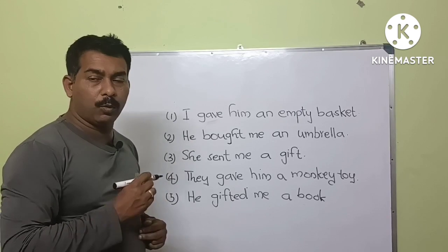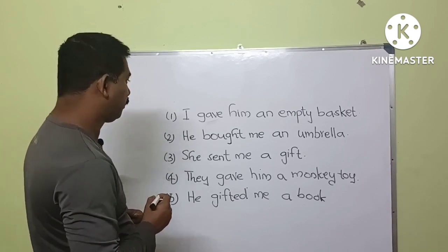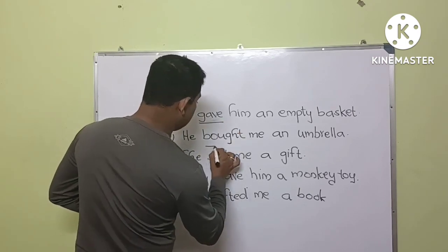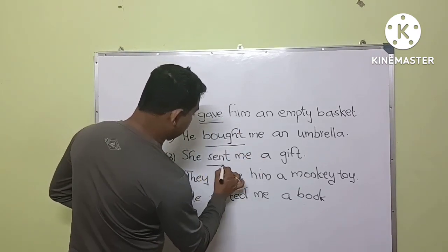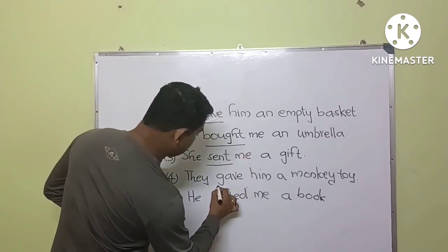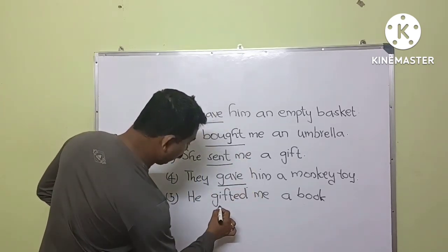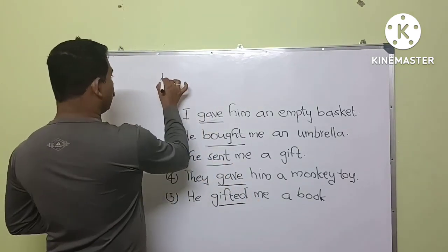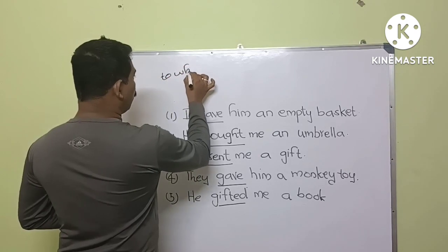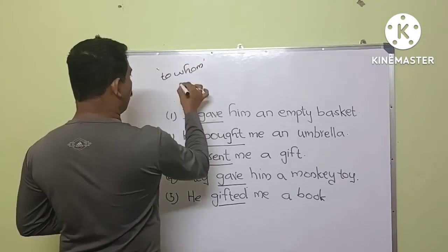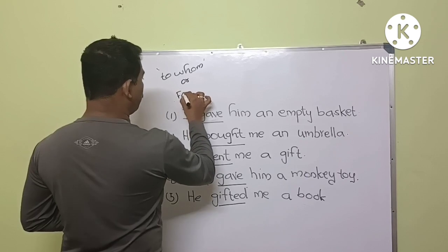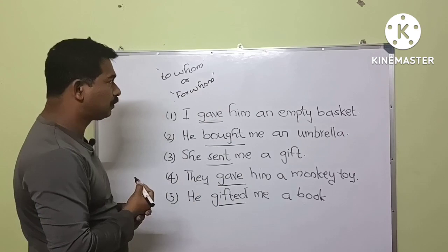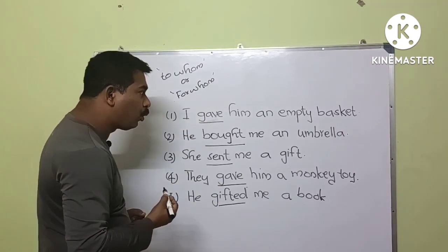Let me underline the verbs from these sentences. In the first sentence, gave. Second sentence, bought. Third sentence, sent. Fourth sentence, gave. Fifth sentence, gifted. Then we ask questions to whom or for whom to these verbs. Gave to whom?